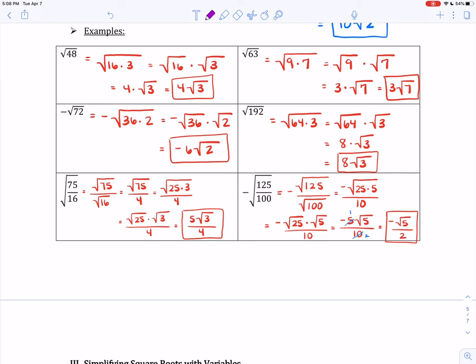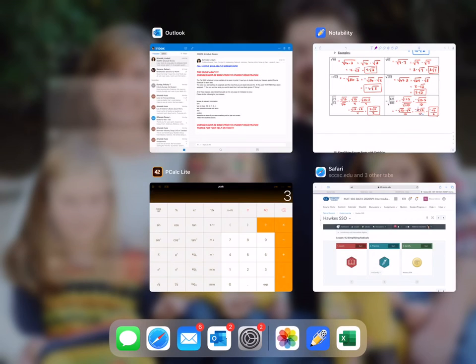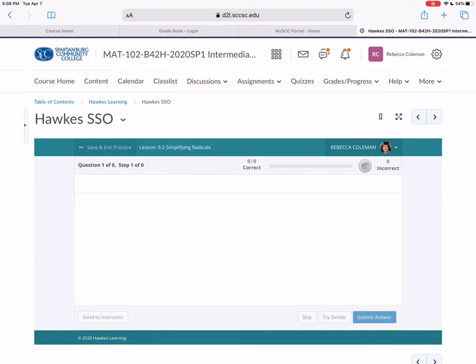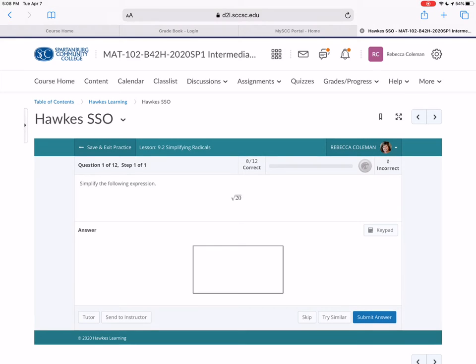All right, and then again, once you've done that, once you've taken in all the information, then you know your next step is to go to the practice assignment. So I just want to work through a few examples here with you in practice, just again to show you what the process is that you're going to be using here. So let's start.